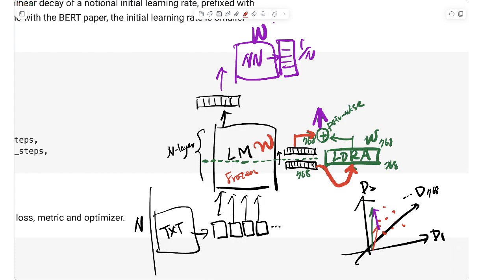Okay, again, the black one: we have text, we have a tokenizer, and we input it into the language model, which has n different layers, and the output is the representation of the sentence. Okay, the black one is that.